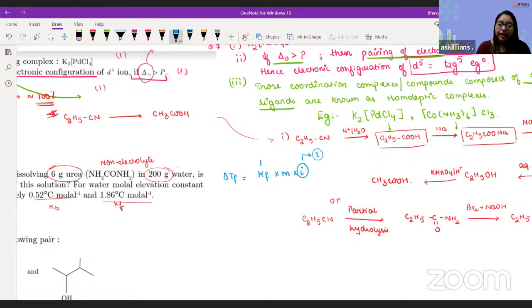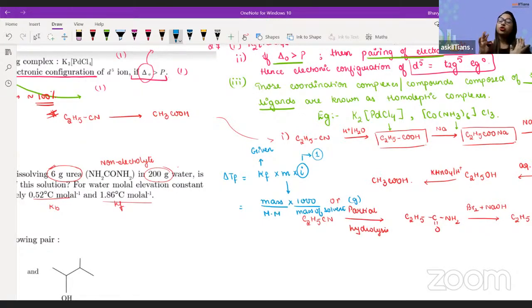Right? Kf is already given in the question. And for molality, we can find it out. So how do you find molality? It is the moles of solute per kg of solvent. So moles of solute is mass of solute by molecular mass, into 1000 by mass of solvent in grams.